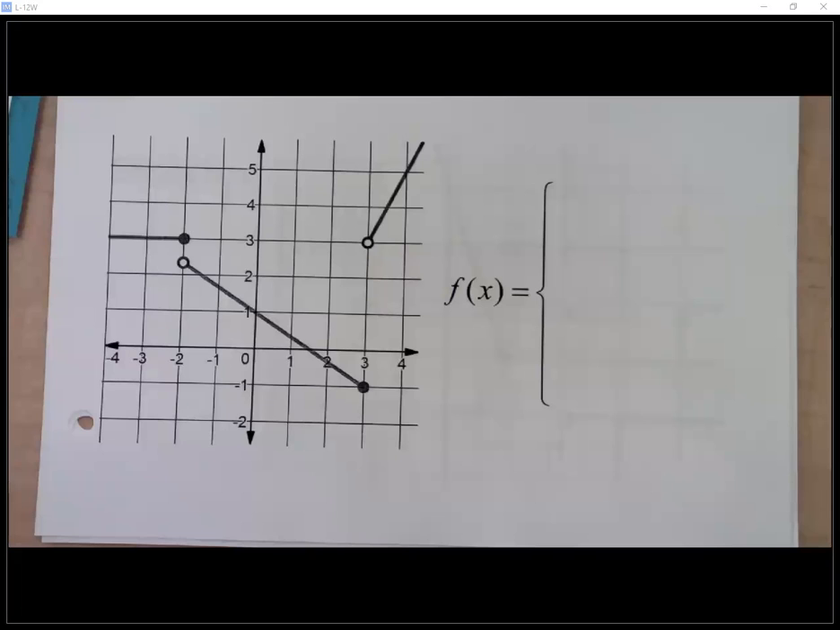Make sure as you're setting up those restrictions that there's no overlap, because you can't have that. You shouldn't be able to plug in, I don't know, 2 or 3 or whatever and have it work in more than one piece.